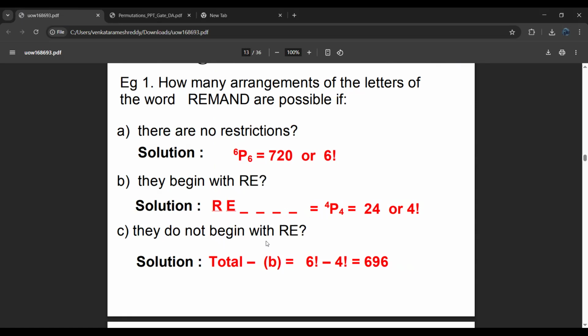Like that we have to start. Let's see, they do not begin with RE. If they don't begin with RE, what you need to do is subtract: total minus begin with RE. Out of the total, you need to do the subtraction. When I did begin with RE, what is the answer I got? 4 factorial. What is the total? 6 factorial. We have to subtract: 6 factorial minus 4 factorial. Then you get the arrangements that do not begin with RE. These are the permutations possible.